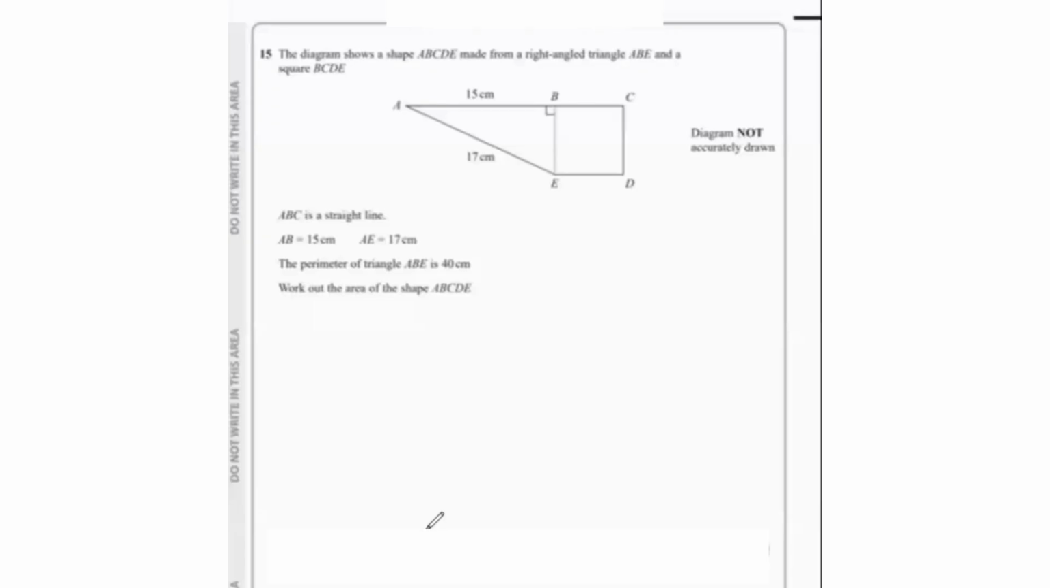Question 15 says a diagram shows a shape ABCDE made from a right angle triangle ABE and a square BCDE. ABC is a straight line, AB is 15 centimeters, AE is 17 centimeters. The perimeter of the triangle ABE is 40 centimeters. Work out the area of the shape ABCDE. So this is a square attached to a triangle.